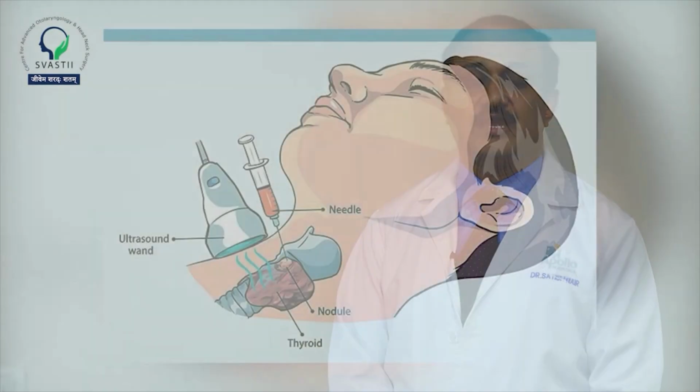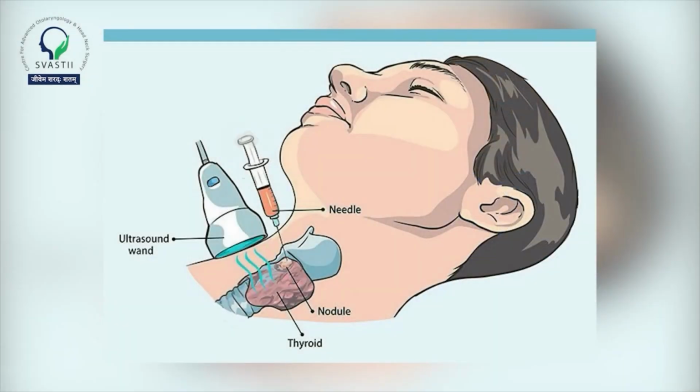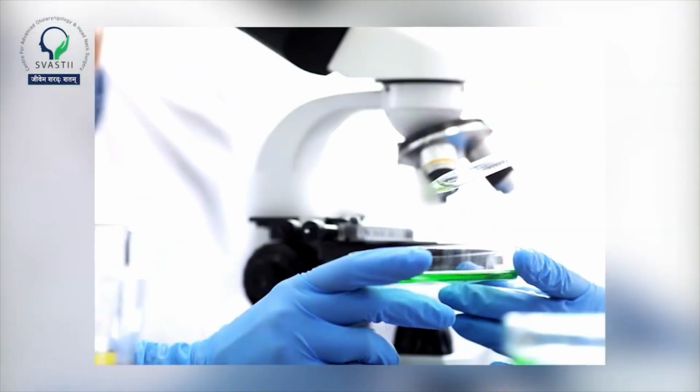The next step would be to confirm the diagnosis with a fine needle aspiration cytology, in which a thin needle, maybe ultrasound guided, can be used to evaluate the thyroid nodule. A few cells are taken and they are examined under the microscope. This gives us an idea whether the nodule that we are evaluating is a benign condition or if it's a malignant condition. And if it's a malignant condition, a further evaluation and treatment can follow.